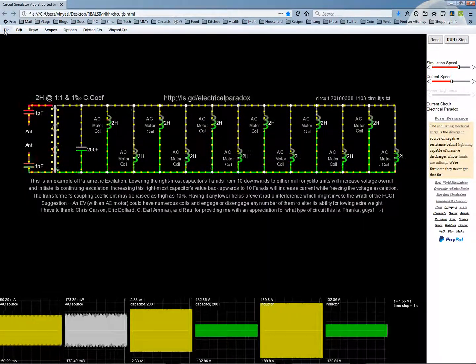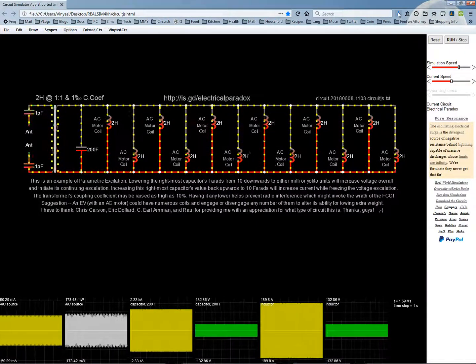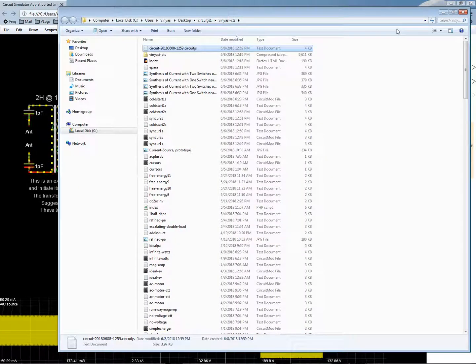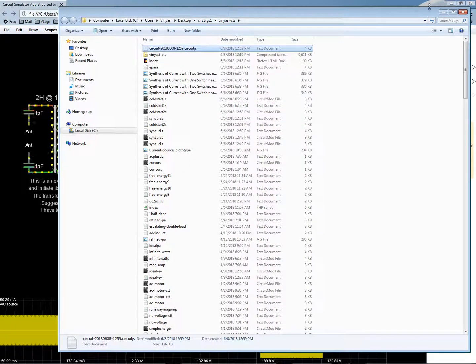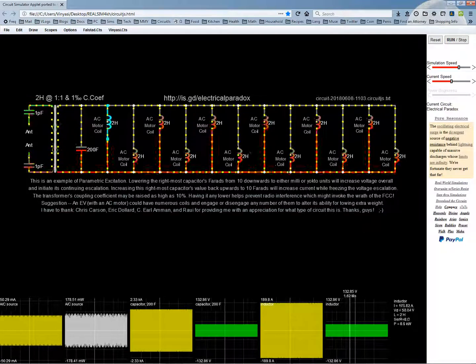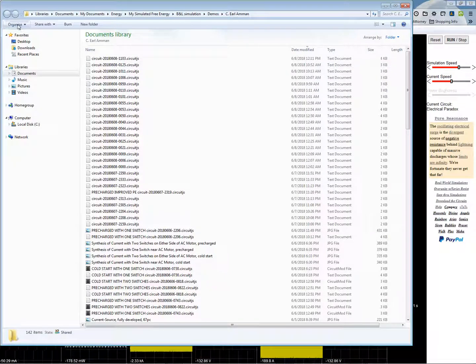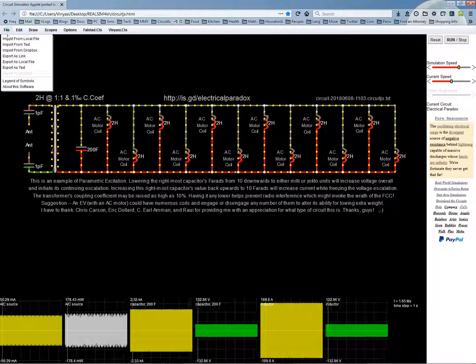Alright, let's load that one and see what happens. Whoops, what happened to it? It disappeared? Where'd it go? It went somewhere. Oh, I wasn't paying attention. It went in the wrong place. Okay. It needs to be here. Alright. Now I can go get it.